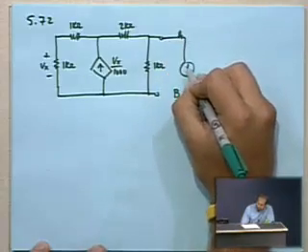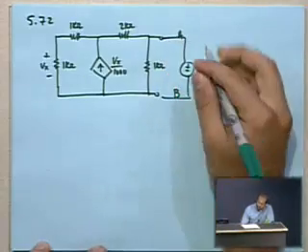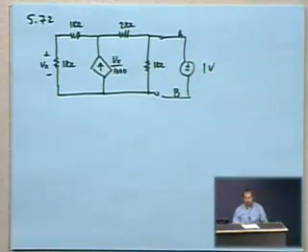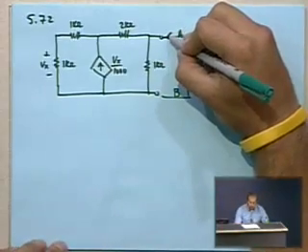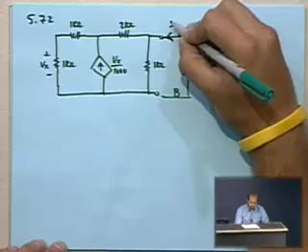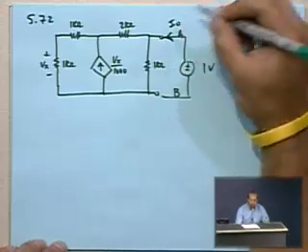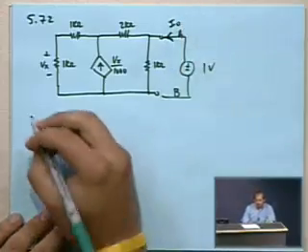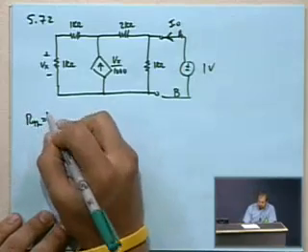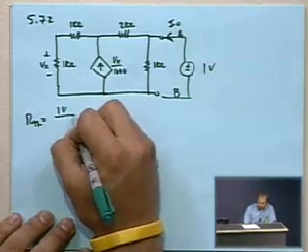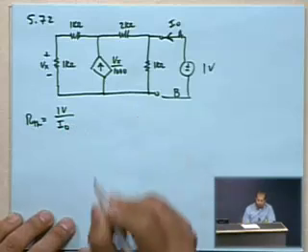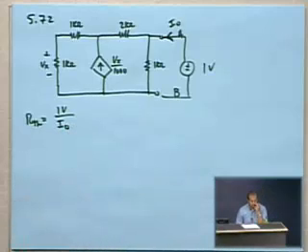We're going to hook up a 1 volt voltage source across the terminals A and B. And what we need to solve for, and it's important to get the polarity right here, is call that I0, I suppose. And our Thevenin resistance is going to be that 1 volt divided by the current that we solve for, I0.